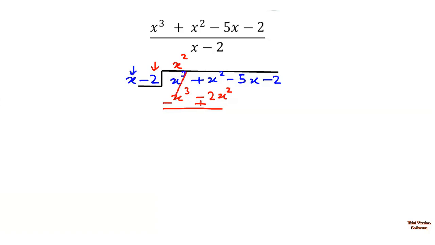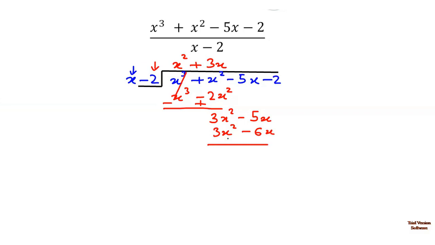This is cancelled. And this is 3x square minus 5x. Now, we want 3x square as the first term in the same sign. It is positive 3x square. So, we also have to multiply something in x that can give us positive 3x square. We'll multiply it by 3x. That's going to give us positive 3x square. And we'll have to multiply this 3x by minus 2 also. This will give us negative 6x.